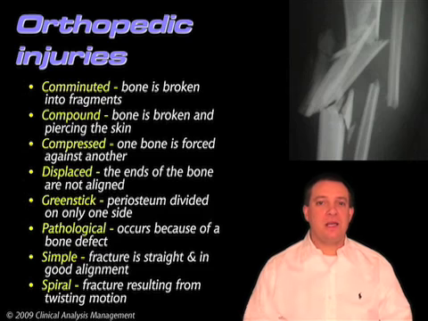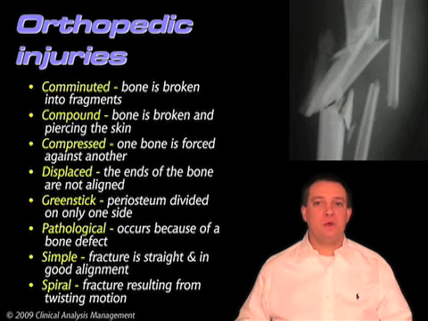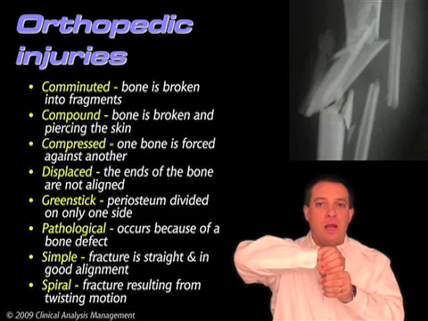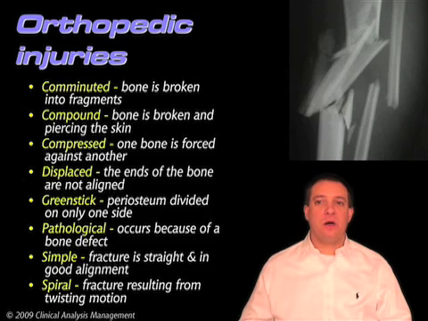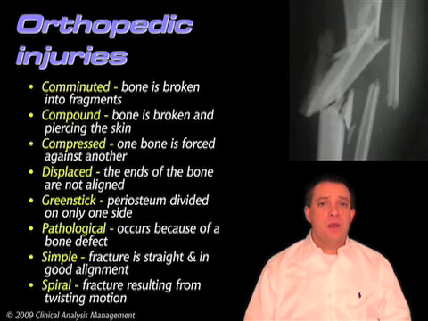Remember, a greenstick fracture is an incomplete fracture. So for example, if I've got a bone and it's only broken halfway, but the other half of it is still intact, we would call that a greenstick fracture.